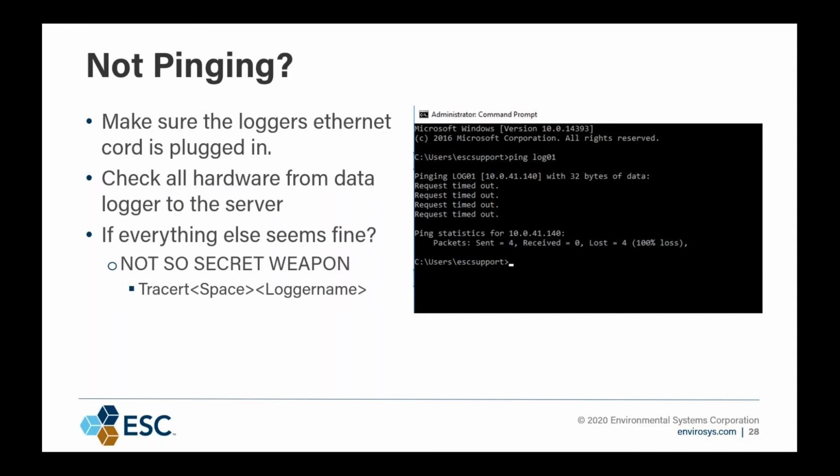So, if not pinging, one of the first couple of things to check is to see if your Ethernet cord is plugged into the data logger. It may sound ridiculous, but sometimes whenever the technicians are working out, they may tug on an Ethernet cord, or they unplugged it and forgot to plug it in all the way, and it may look plugged in, but it's not. You might want to just unplug it and plug it back in, and make sure that you hear the click whenever it plugs in. You're going to want to check all the hardware from the data logger to the server, or at least to the hub, or as far as you can see.